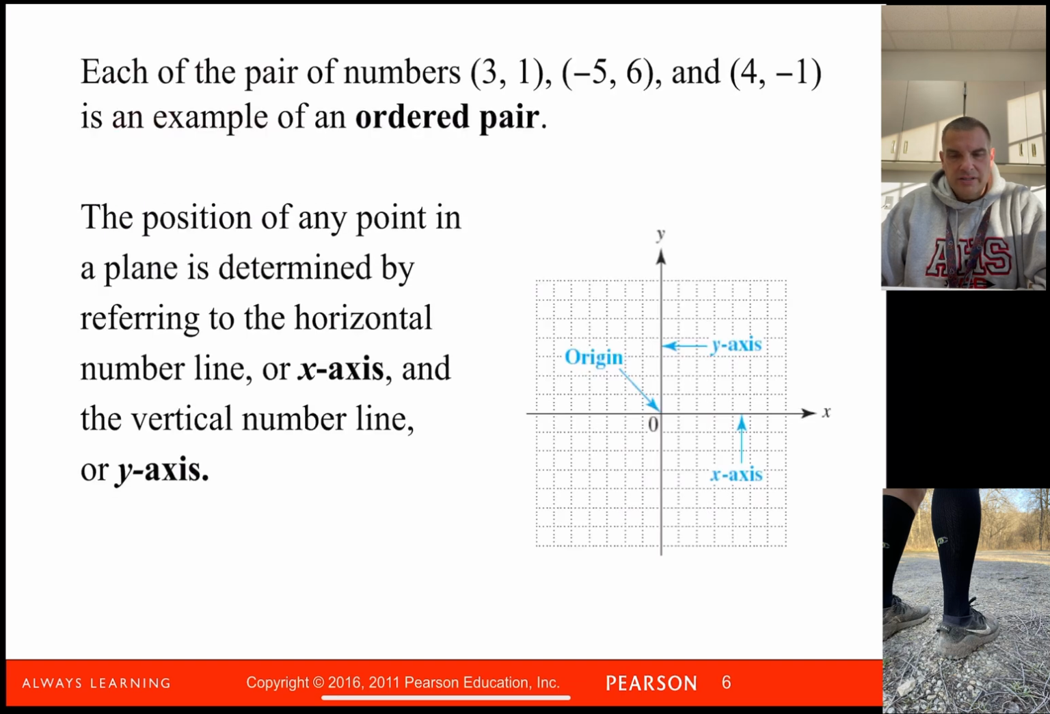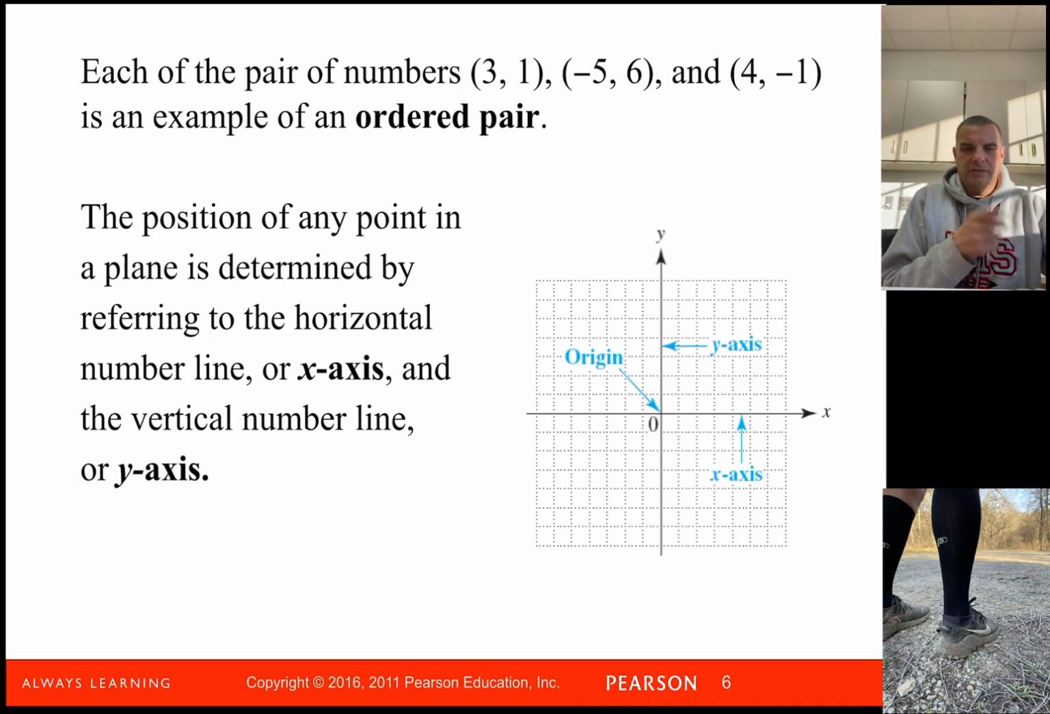Plotting ordered pairs. Remember, when you're plotting ordered pairs on the graph, each pair of numbers, (3, 1), (5, 6), (-4, -1) is an example of an ordered pair. So we graph ordered pairs on the coordinate plane. I know a lot of these look like the interval notation that we did in chapter 2. This is different. Now we're plotting points, and you've plotted points on the coordinate plane before.